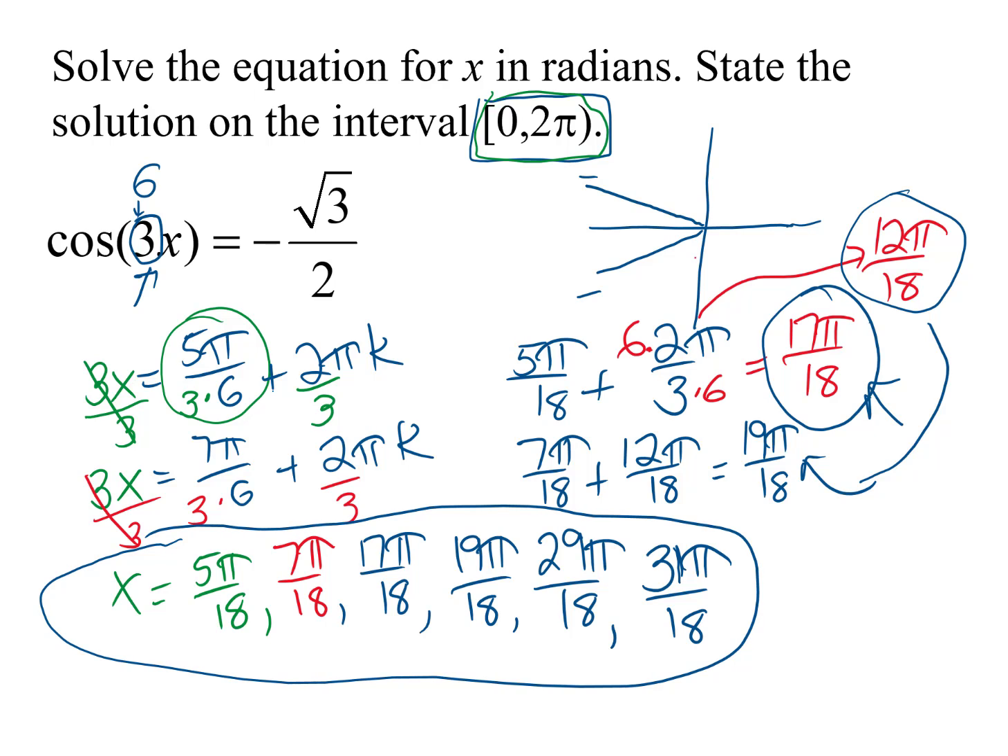If you weren't sure if you should stop, you could take the last one that we got from the first equation here and add another 12 pi 18ths. But when you do that, you soon find that you are past 2 pi. So these are the answers between 0 and 2 pi.